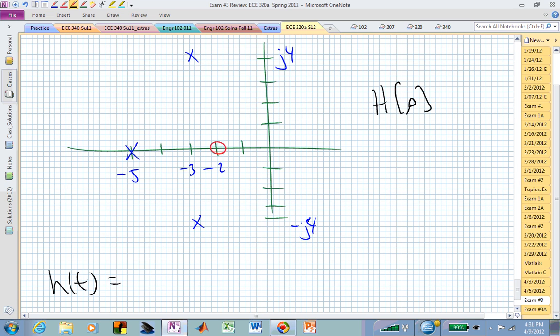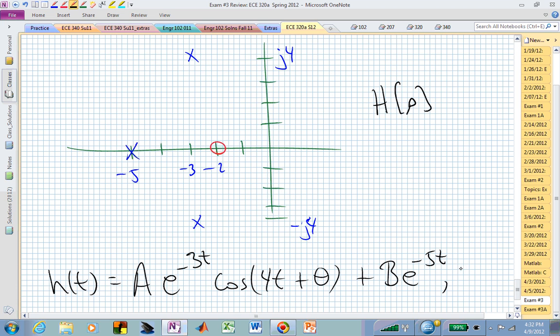equally valid. But if we now say, okay, the structure is going to be, let's say, a e to the minus 3t cosine(4t plus theta) plus a b e to the what? And I would have to give you more information before you could actually find the a and the b.